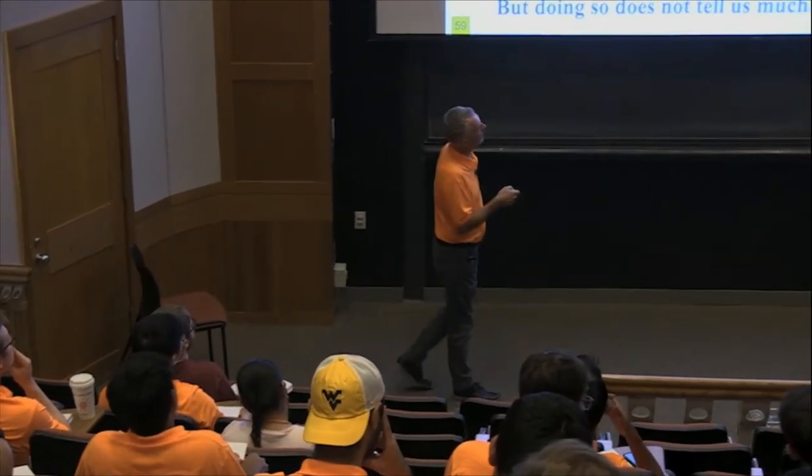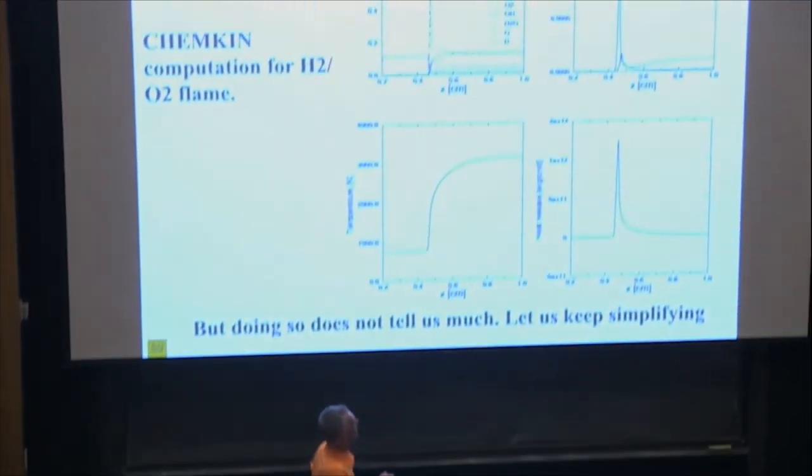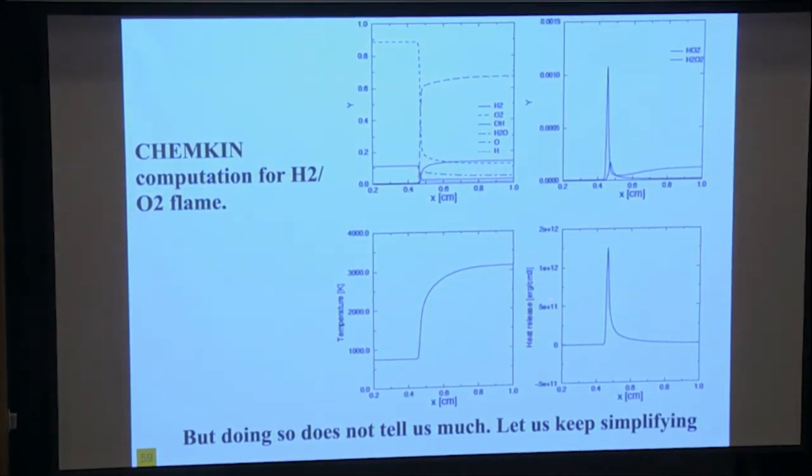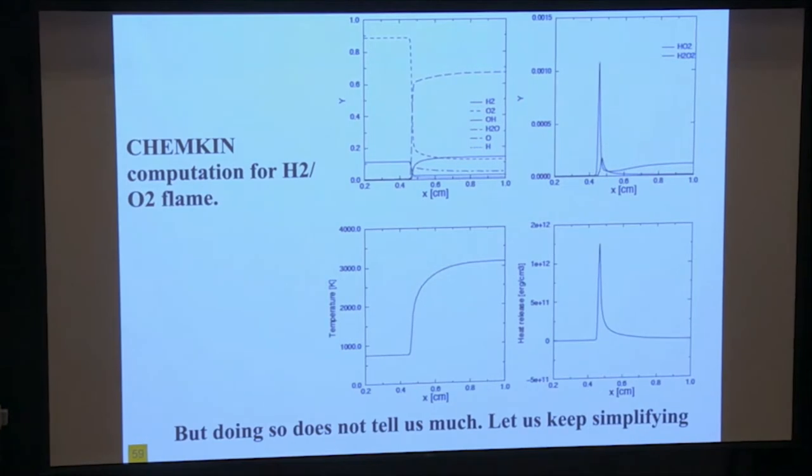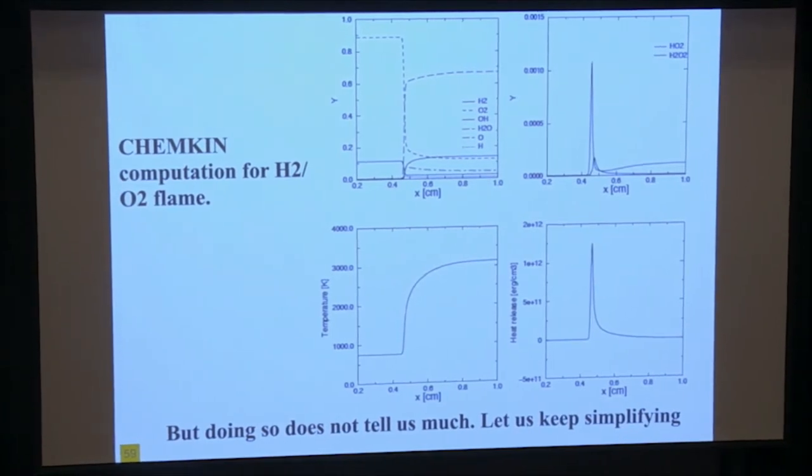And if you look at this number here, this is the heat release. Okay, this is not SI. If you would go to international units, it would be something like 10 to the power 9 to 10 to the power 10. But it's enormous. When you look at the simulation of a flame, you have to know how much the reaction rate should be. The reaction rate controls everything.